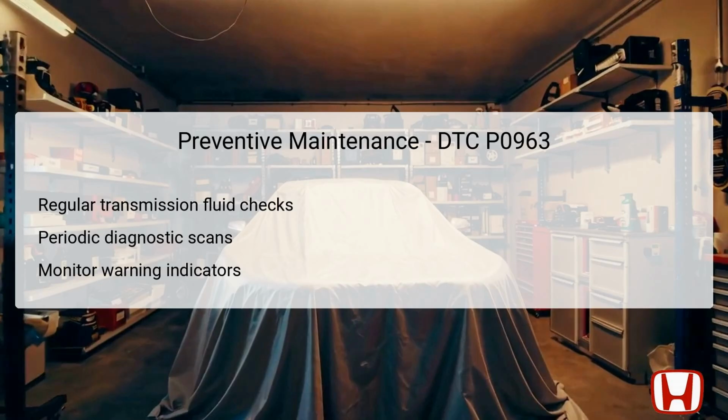Preventive maintenance plays a vital role in avoiding DTC P0963 and ensuring the longevity of your vehicle's transmission. Regularly checking transmission fluid levels helps maintain optimal performance and reduces wear on critical components like the CVT drive pulley pressure control valve. Additionally, periodic diagnostic scans can help catch any potential issues before they manifest into problematic error codes, ensuring timely intervention. Drivers should also remain aware of any warning indicators on the dashboard.